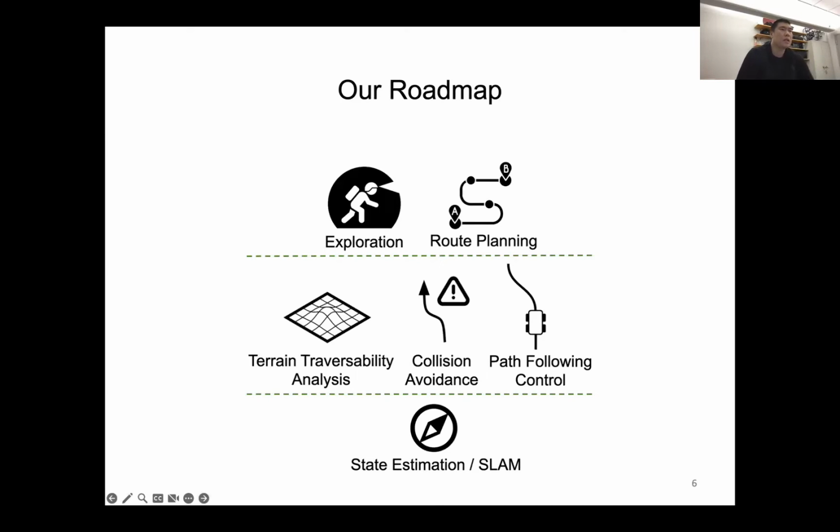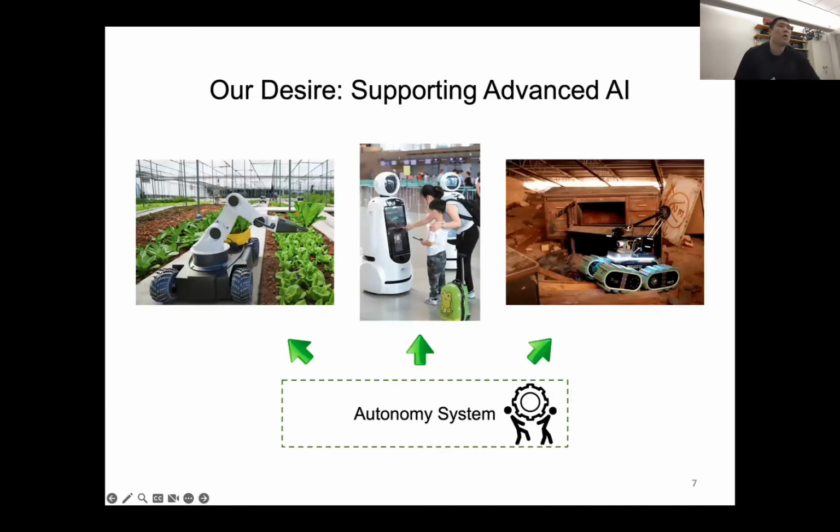So that's the overall structure of our SLAM system. And we have the system, it's open source, we're providing it to everybody. What we're doing here is to support everybody's work. And we want to use it to support advanced AI.